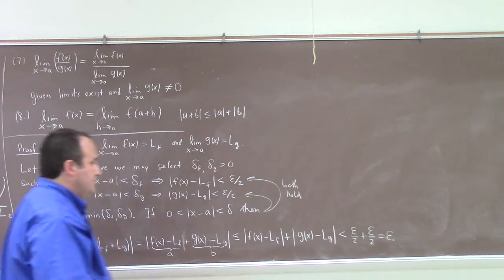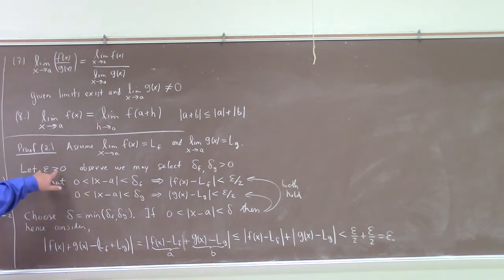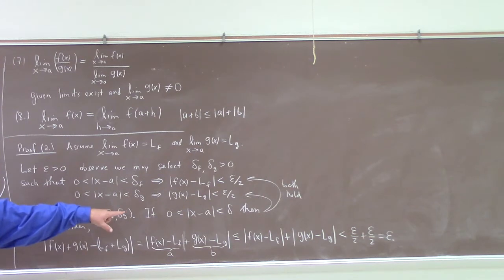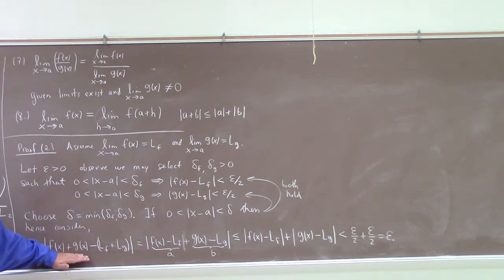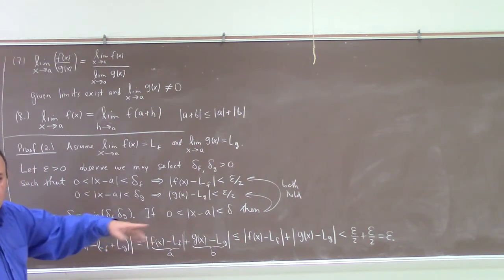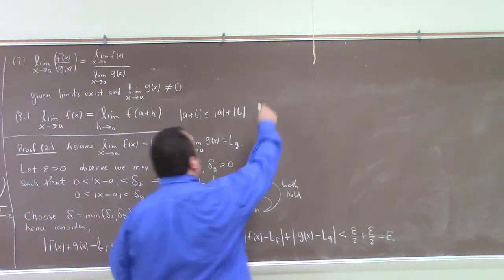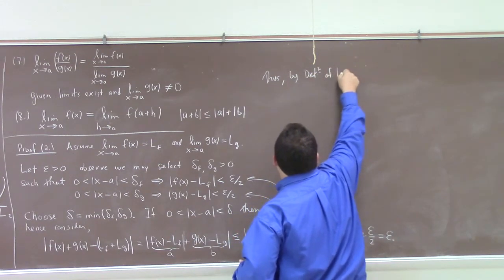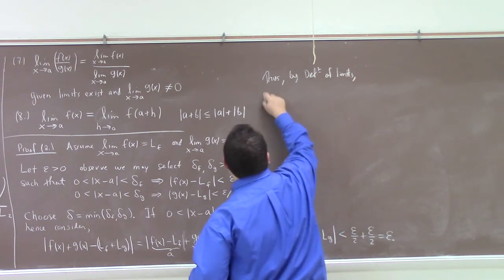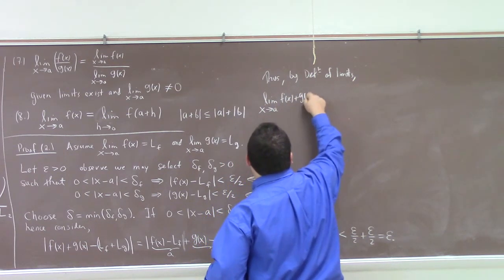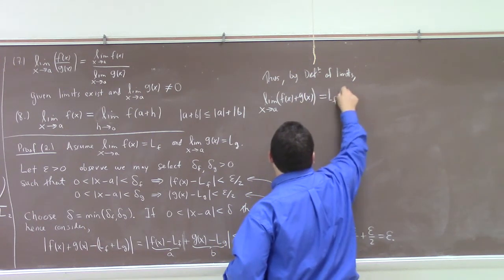See, we have now shown that for each epsilon greater than 0, there exists a delta greater than 0, for which, whenever we're within delta units of the limit point, the distance from f of x plus g of x to L sub f plus L sub g is less than epsilon units. So by the definition of limits, I can conclude the limit as x goes to a of f of x plus g of x is equal to L sub f plus L sub g.